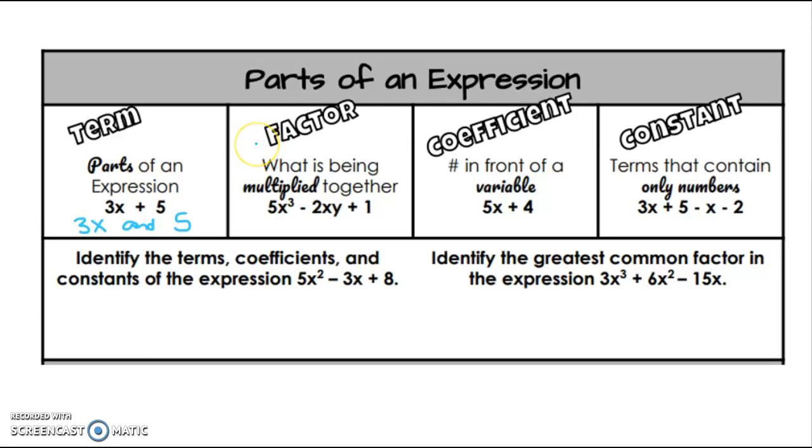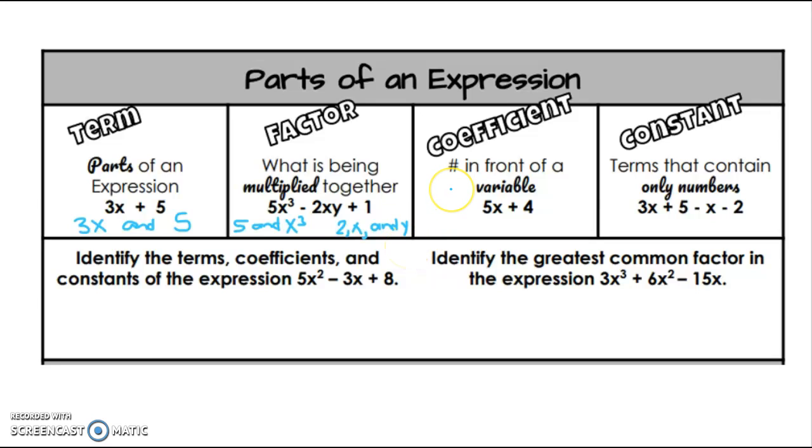We also talked about factors. Those are the things that are being multiplied together. So in 5 times x to the third power, my factors are 5 and x to the power of 3. And then in my next little piece, I have 2x and y that are also being multiplied together in this second term right here. Those are called factors. So in my first term, 5 and x to the third, those are 2 factors being multiplied together. In my second term, 2 times x times y, so 2x and y are called the factors.